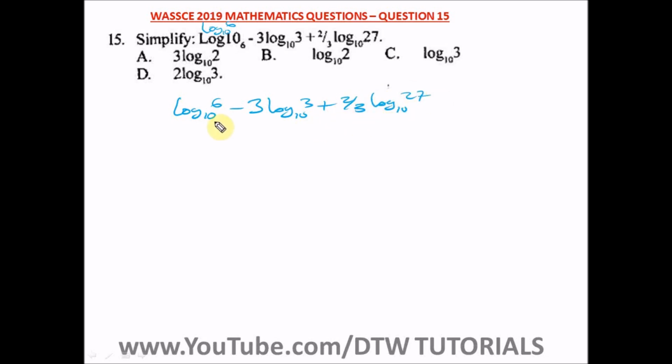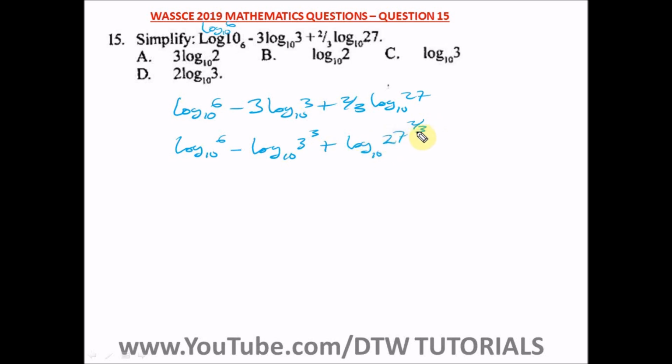From here, let's simplify this. So we have log 6 base 10 minus, take this 3 up here. We're just trying to simplify this. So we have 3 raised to power 3 plus, take this 2 over 3 up here. So we have log base 10 of 27 raised to power 2 over 3.